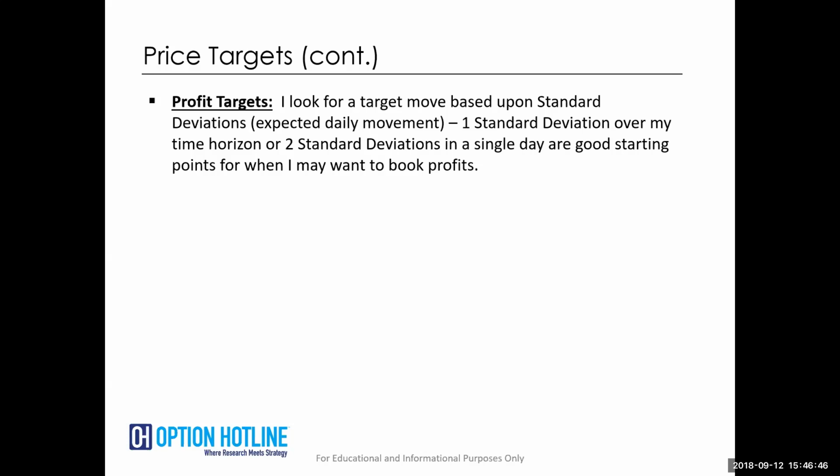And if my time horizon is a month, then to calculate my movement, I basically take the square root of the number of days for that time horizon. So let's say 25 trading days. The square root of 25 is 5. So a 1 standard deviation move over that 25 days would be $5.